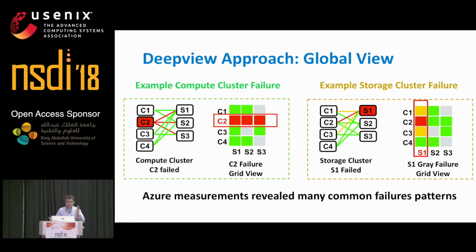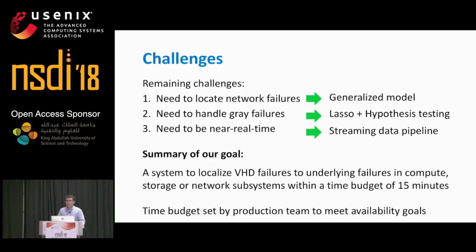Once we have seen that the Azure measurements reveal those kinds of common failure patterns, we're convinced that our approach is promising. But to put this idea into production use, we need to solve a few remaining challenges. The first one is, when the network fails, we want to be able to actually pinpoint which part of the network has failed. And for that, we need to generalize our model to actually include the network.